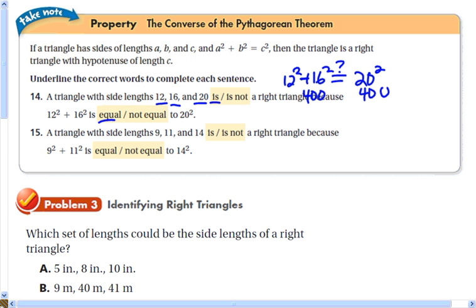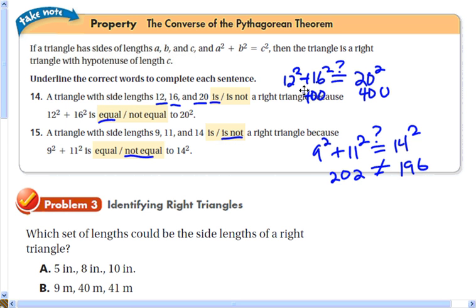A triangle with side lengths 9, 11, and 14, so we're going to do 9 squared plus 11 squared and see if that's equal to 14 squared. And it is not. 9 squared plus 11 squared is equal to 202. And 14 squared is equal to 196, so they're not equal, so it is not a right triangle. So let's try a couple problems here.